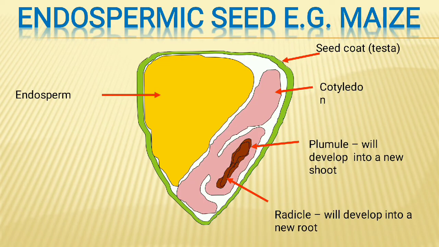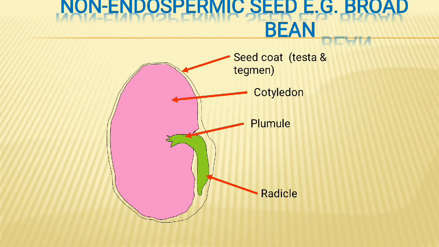See, this is the structure of an endospermic seed. Example, maize. This is a maize seed where you can see a yellow portion. This is the endosperm, the seed coat. The cotyledon is the scutellum, remember. Then plumule and radicle. This is the simple structure of an endospermic seed. We'll see now what a non-endospermic seed looks like. Seed coat, as I told, integuments will form the seed coats.